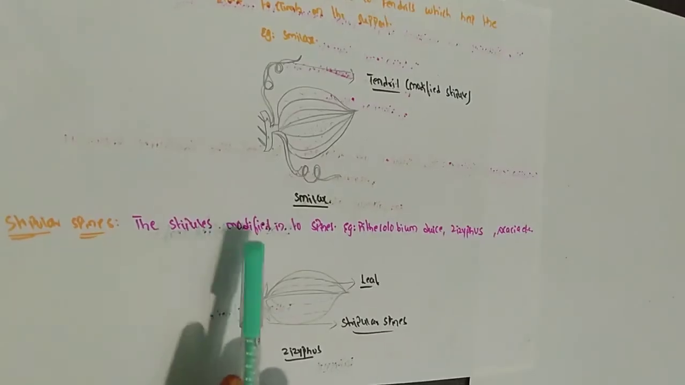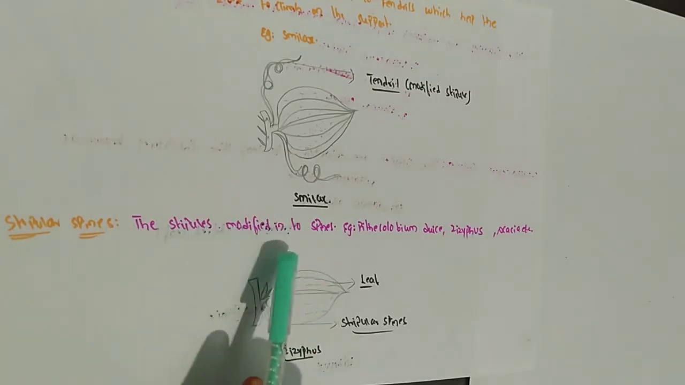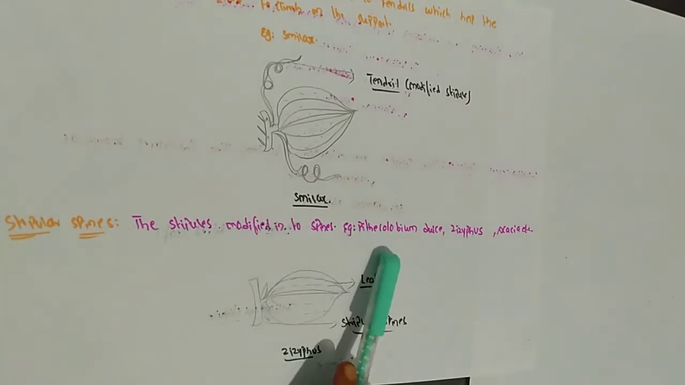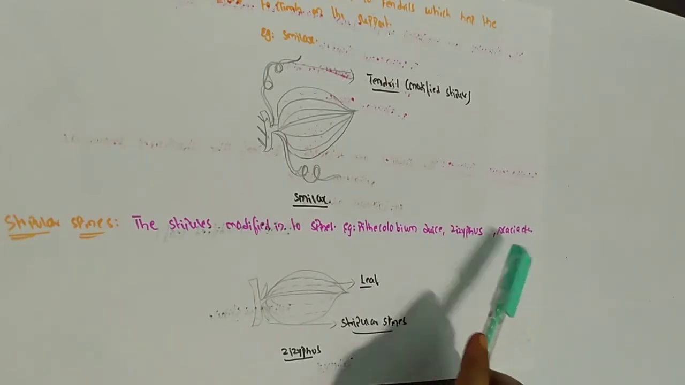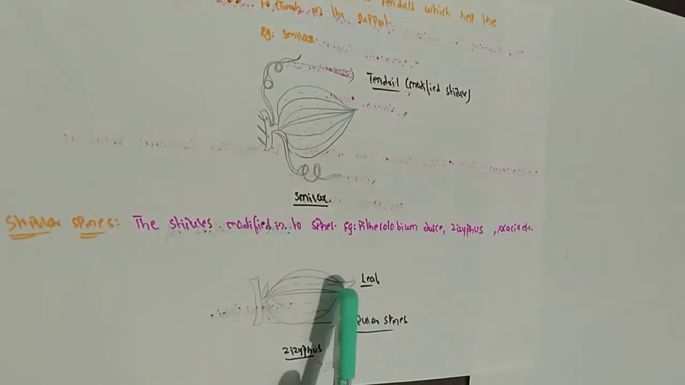Stipular spines. The stipules are modified into spines. Example, Pisum sativum, Ziziphus, Acacia. In Ziziphus, it is a leaf and at the base of the leaf there are stipular spines.